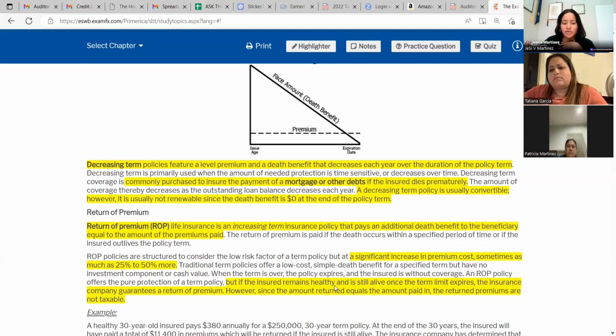It says, but if the insured remains healthy and is still alive once the term limit expires, the insurance company guarantees a return of premium. However, since the amount returned equals the amount paid in, the return of premiums are not taxable.